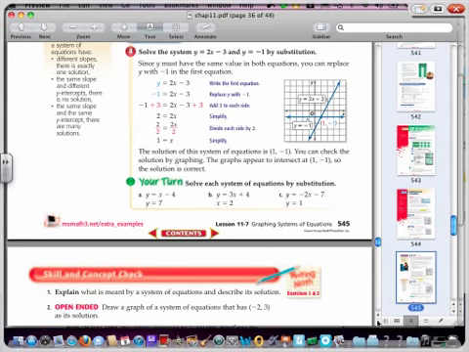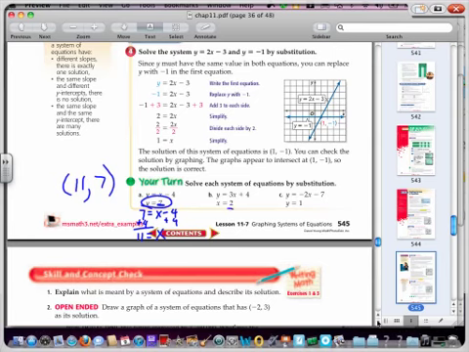Okay, so for the first one, I would substitute in this 7 for y. So I'm going to say 7 equals x minus 4. I'm going to add 4 to both sides, and get 11. x equals 11. So that's my first coordinate. I do know that the y is going to be 7. So there's my second coordinate.